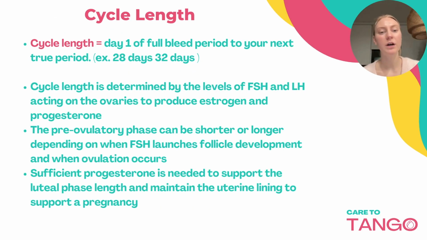So when I ask you for your cycle length, a lot of people get this confused with cycle meaning menstruation and just your period, but your cycle length is actually the full cycle. So your cycle length is day 1 of your full bleed until your next true period. So an example would be a 28-day cycle or 32-day cycle. So the cycle length is determined by the levels of FSH and LH acting on the ovaries to produce estrogen and progesterone. So the pre-ovulatory phase can be shorter or longer, and this depends on when FSH launches that follicle development, and when ovulation occurs. So sufficient progesterone is needed to support the luteal phase length and maintain the uterine lining to support a pregnancy.